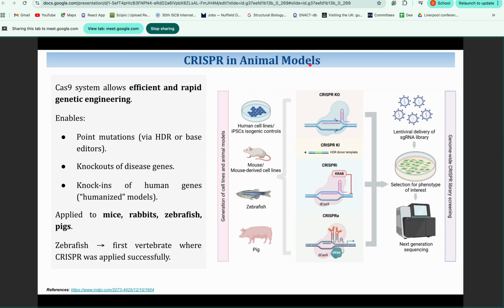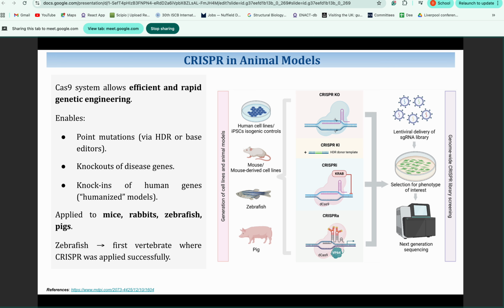Then comes CRISPR in animal models. So Cas9 system allows efficient and rapid genetic engineering, and it enables the point mutations, homology dependent repair or base editors, knockouts of disease genes, knock-in of human genes and humanized models. So it is applied to the mice, rabbits, zebrafish and pigs.